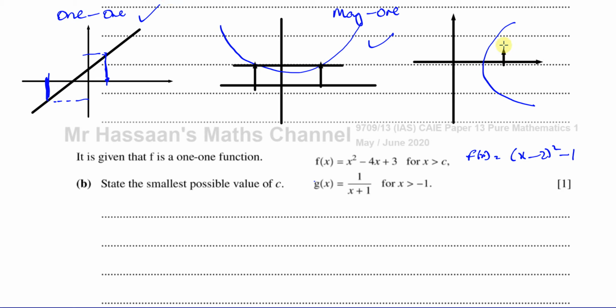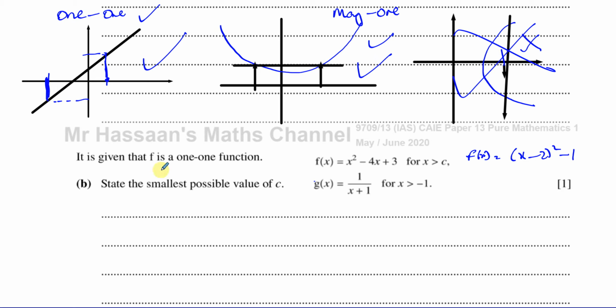Why? Because there are multiple outputs for the same input. You can't have multiple outputs for the same input. That's like a one-to-many mapping. You can't have one-to-many. You can have many-to-one, but not one-to-many. This is not a function. These two are functions.